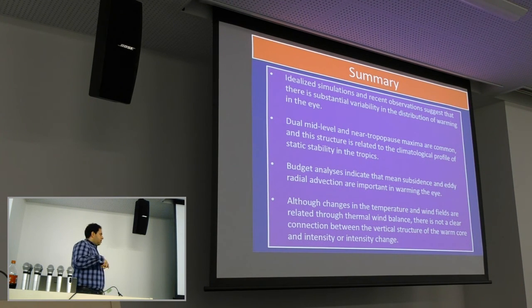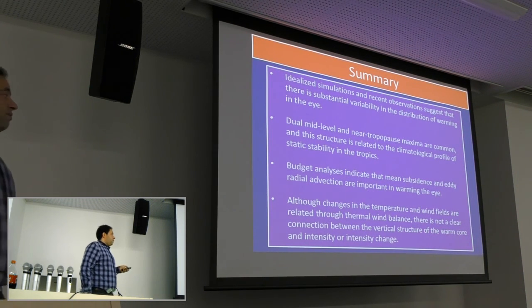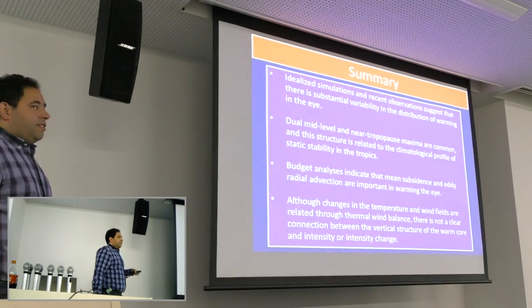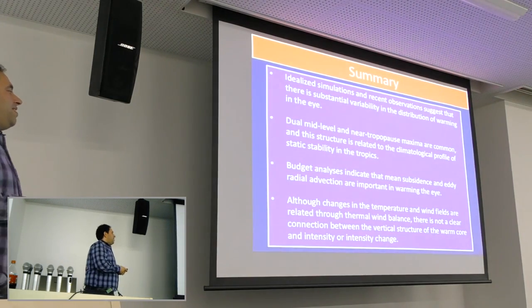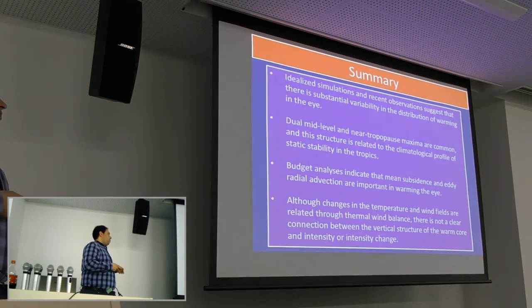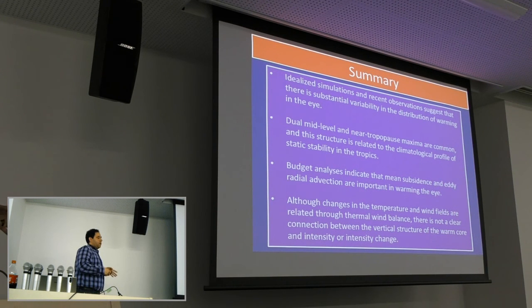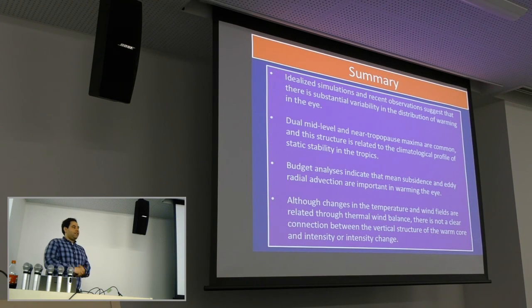And then the final part that I was just showing you is that although changes in the temperature and the wind fields are certainly related to each other through thermal wind balance, the relationship is complicated, and it's not a clear connection between the vertical structure of the warm core and intensity change. So any relationships there are actually more subtle to interpret. And while there may be such relationships, it isn't something that comes out clearly from just looking at the temperature field itself. So that's what I have for this lecture. So thank you.